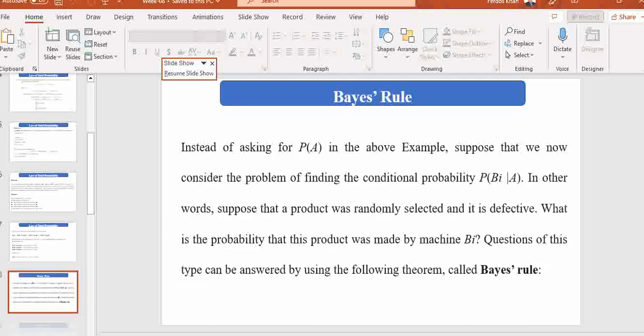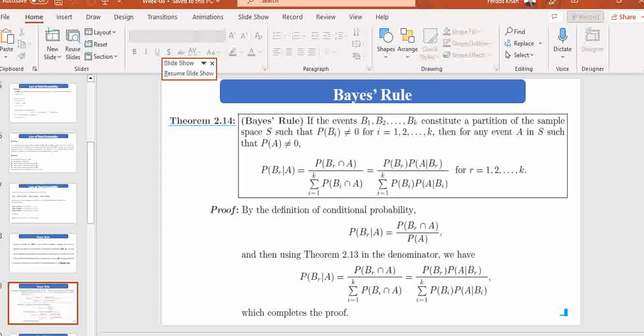Okay, now Bayes rule. Remember that I already told you that in Bayes rule, you need to calculate the probability for, in that diagram, any Bi, B1, B2 or whatever. Suppose this is B1. I will just explain it that way.